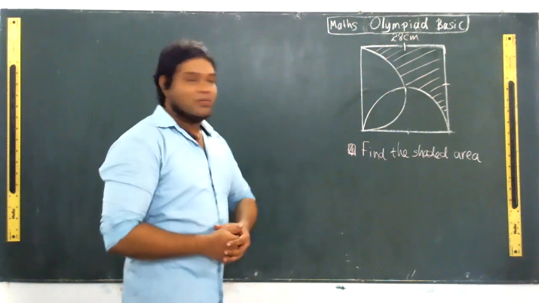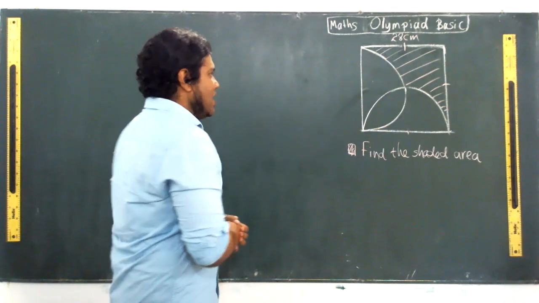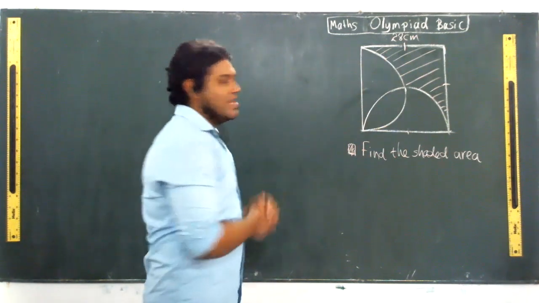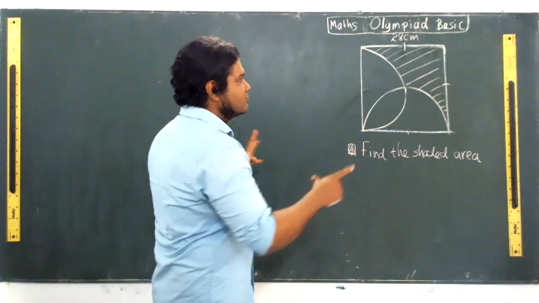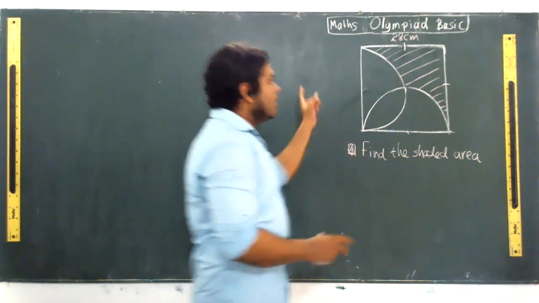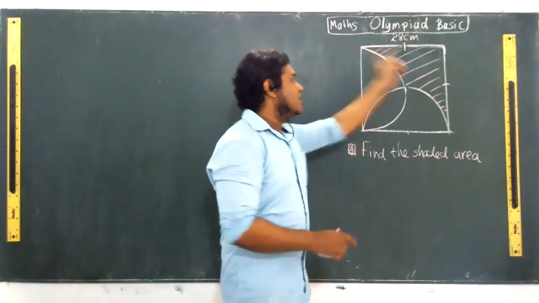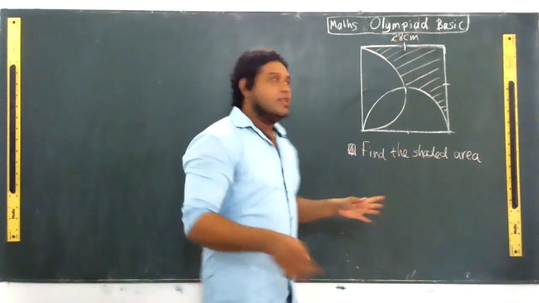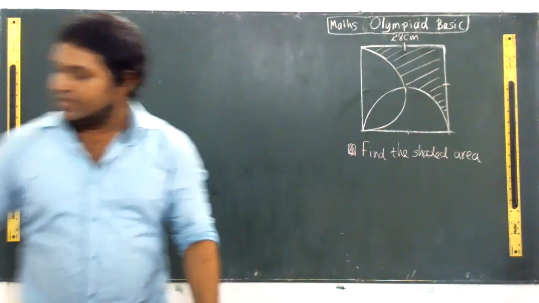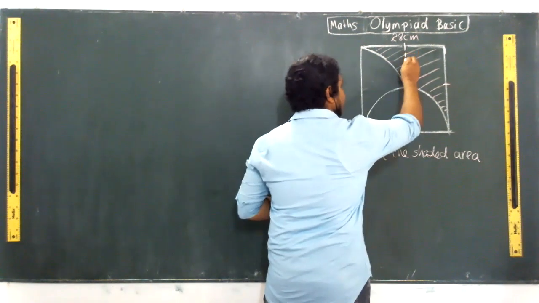Okay, let's see the problem. Find the shaded area. How to find this shaded area? To find this kind of shaded area, you must always identify the standard figures included inside the diagram, because this diagram is not a standard figure. Therefore, you have to separate this diagram into standard figures. Okay, we'll see how to separate this into standard figures.